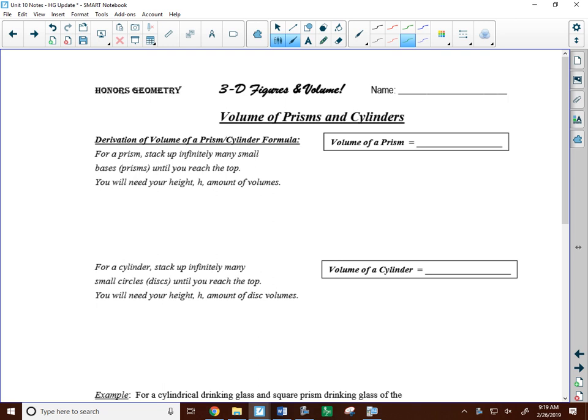Of prisms and cylinders. And first thing is, there's no real proofs in this unit, but they do want you to know how to derive or come up with some of these formulas. So what I say here is derivation means to derive the formula for volume of a prism and a cylinder. And we do prism first and then cylinder.